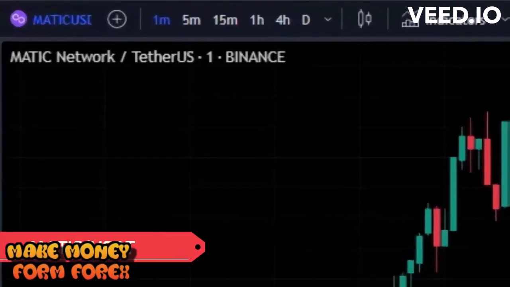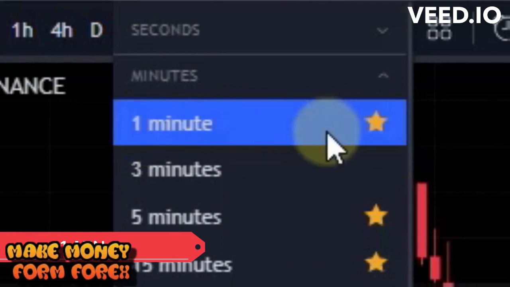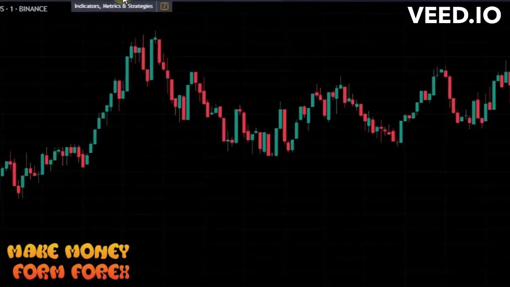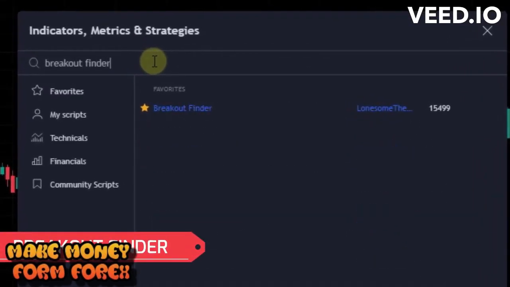I will review this strategy on the Matic chart and the 1 minute time frame. The strategy will consist of 3 indicators. For the first indicator, search for the breakout finder in the indicator section and add this indicator to the chart.